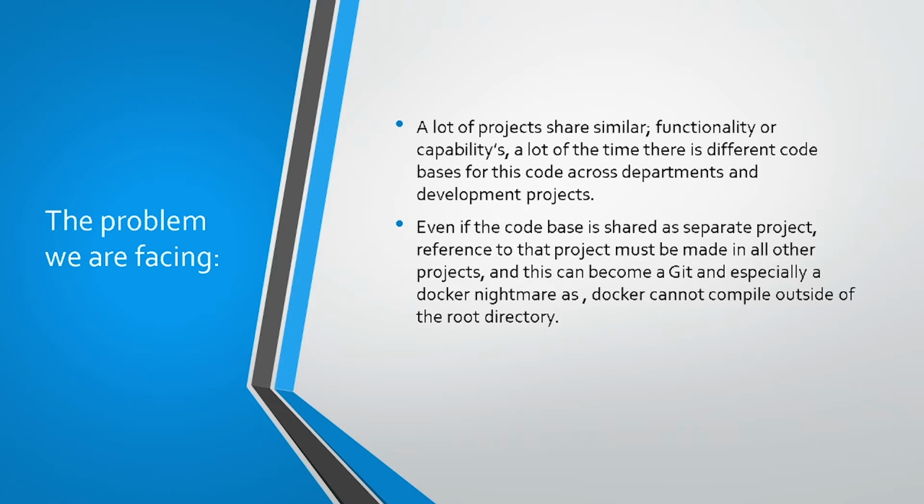So here's a little problem we're facing today. A lot of the projects share similar functionality or capabilities, and a lot of the time there's different code bases for this code across departments and across development projects. Even if this code base is shared as a separate project, reference to the project must be made in all other projects, and this can become a Git nightmare and especially a Docker nightmare. Now, if you haven't done that before, you'll know that Docker cannot go outside of its root file.